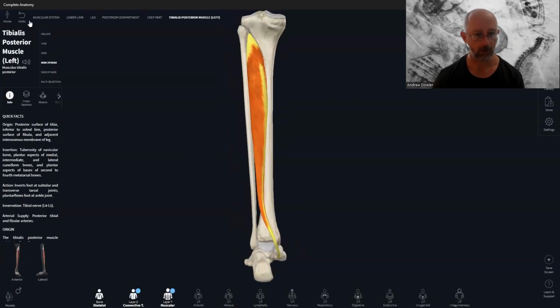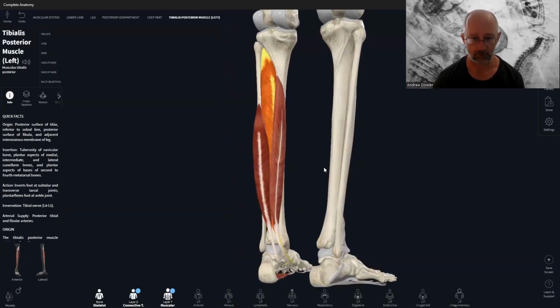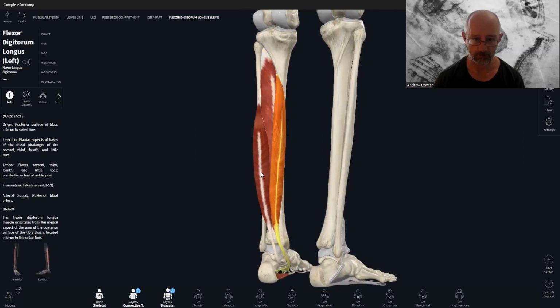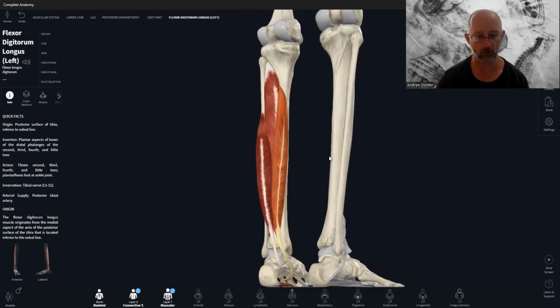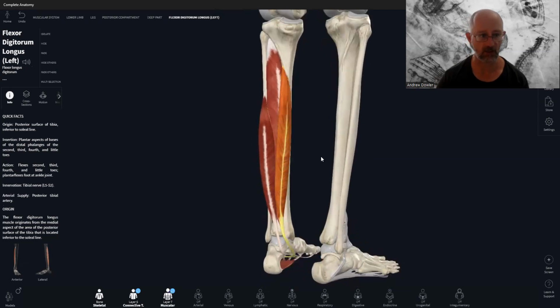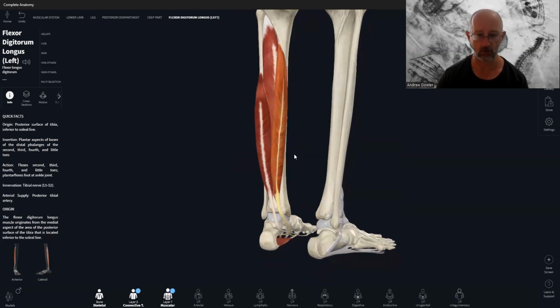So if we go back, this is why we have its little brother. Yeah, so let's have a look at our Flexor Digitorum Longus. So this one's touching more on the posterior surface of the tibia, inferior to the soleus line. So that's the soleus line here, coming down. All right. Inserts in the plantar aspect of the base of the distal phalanges of the second, third, fourth, and little toes. So digitorum means digits, toes.